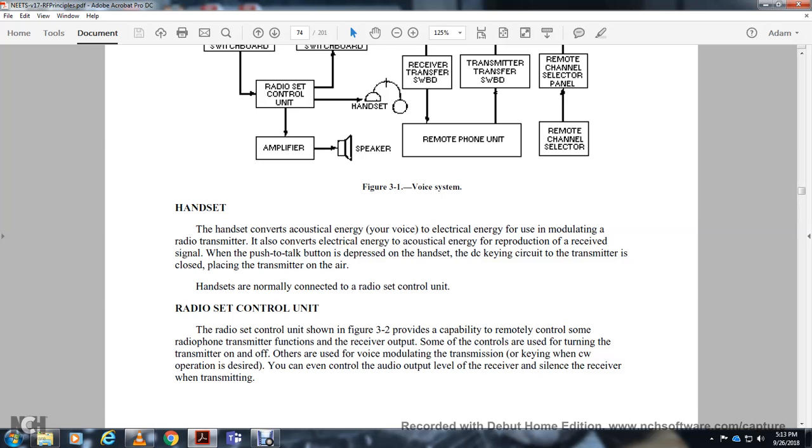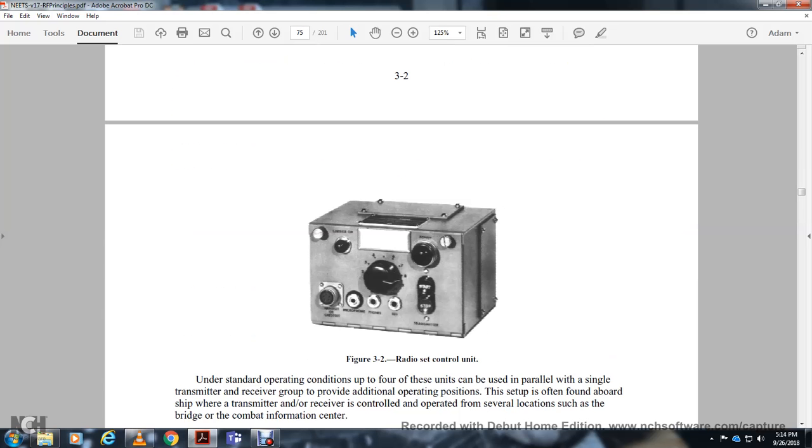Radio set control unit. The control unit, figure 3-2, provides the capability of remote control of some of the radio transmitter functions and the receiver output. Some of the controls are for turning the transmitter on and off. Others are for voice modulating the transmitter or keying it when continuous wave operation is desired. You can even control the audio output of the receiver, silencing the receiver when the transmitter is transmitting. Figure 3-2 shows the radio set control unit.